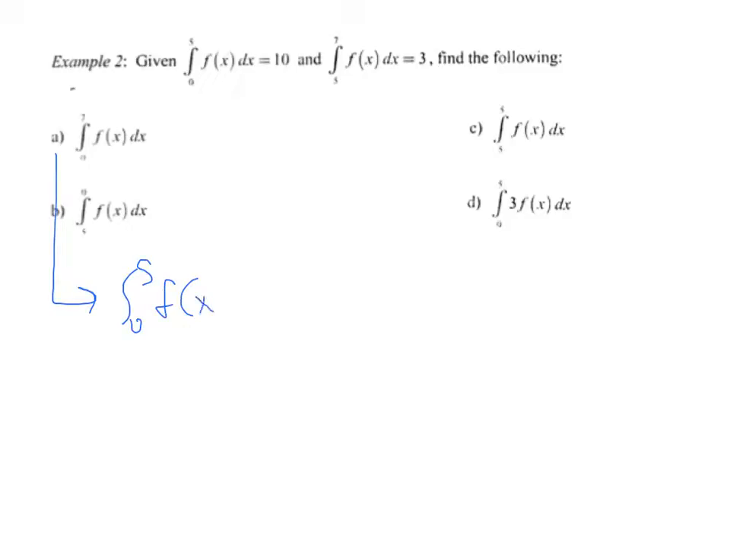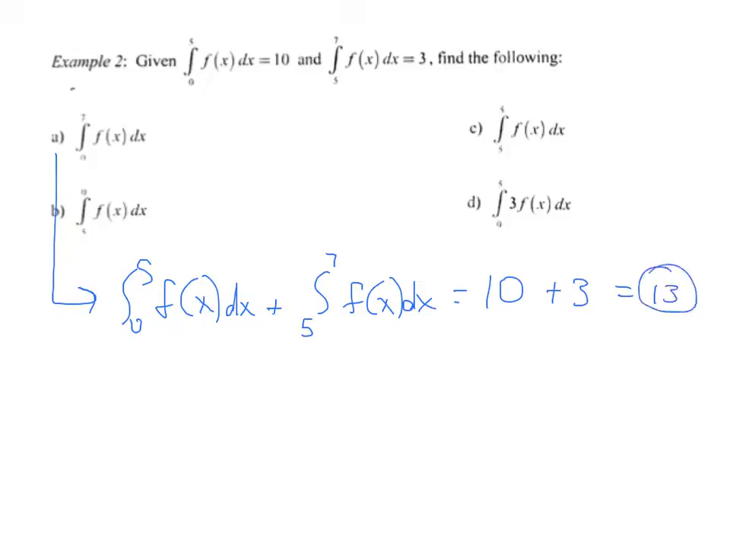I could say that if I think of the limits, I can just take from 0 to 5 of f of x dx, and I can add from 5 to 7 of f of x. Again, this part you probably don't need to write down if you can see what's going on. But the first integral is 10. The second integral was 3, so overall my answer would be 13.